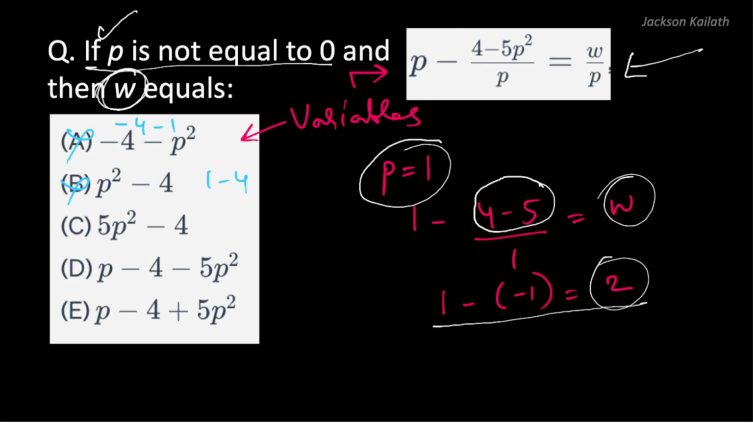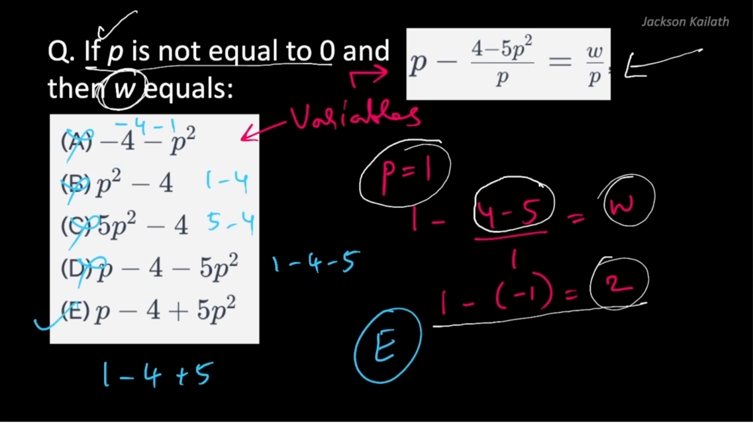What about option C? It's 5 minus 4. That's equal to 1, and that's not 2. So we can eliminate option C as well. Now, what about option D? We have 1 minus 4 minus 5. And again, that's definitely not equal to 2, right? So this is minus 8. So we can eliminate option D as well. And option E says 1 minus 4 plus 5, which is equal to 2, and that is our correct answer. So we were able to eliminate these 4 options by just plugging in this value. We were looking for w equal to 2 when p is equal to 1. So the correct answer to this question is option E.